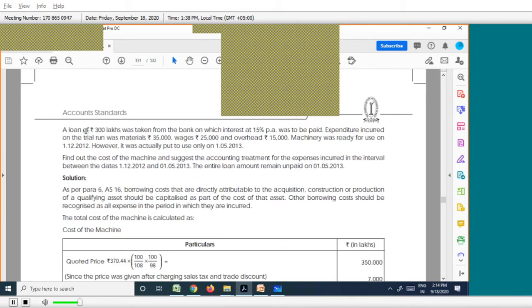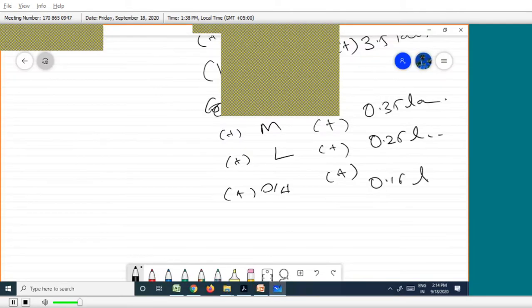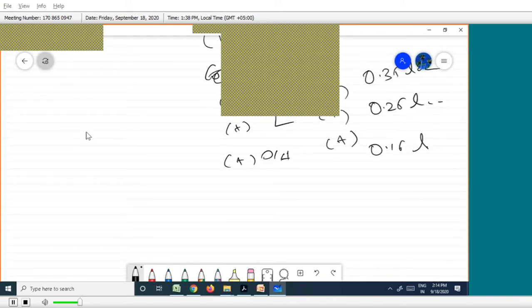From this we have to work out the interest portion which should be capitalized, because it is a qualifying asset. That's what we studied in the previous class. Whatever the interest expenditure on a qualifying asset should be capitalized. Here the machinery is not available for use till 1/12/2012. So the point is interest calculation. How to do that?